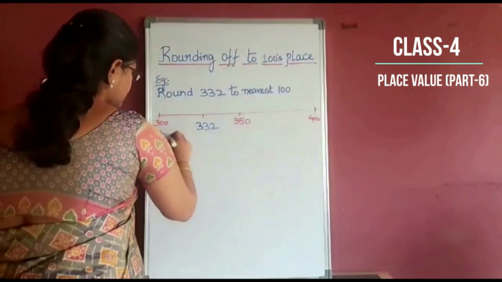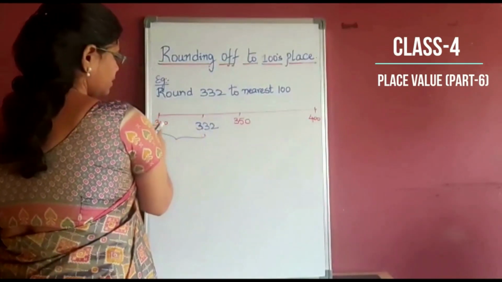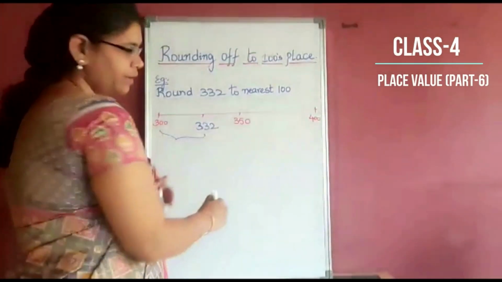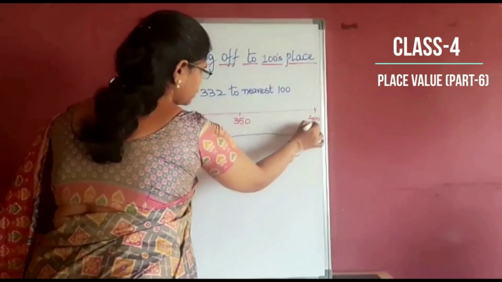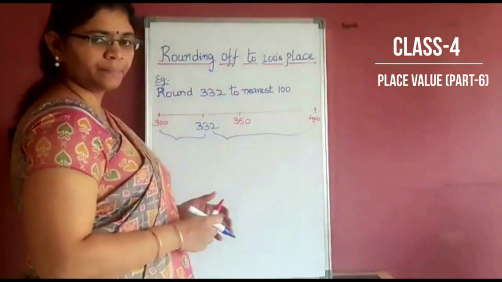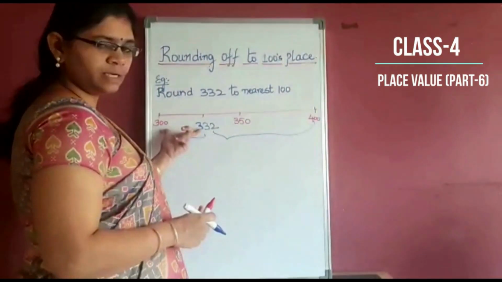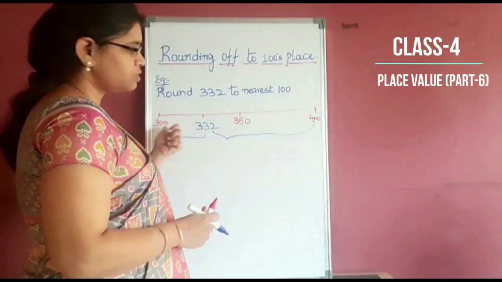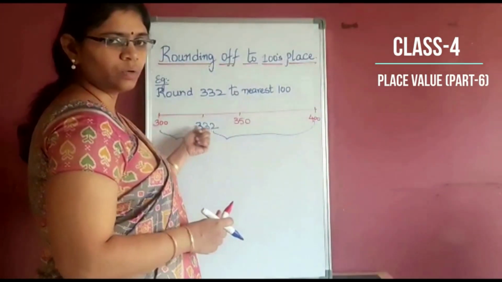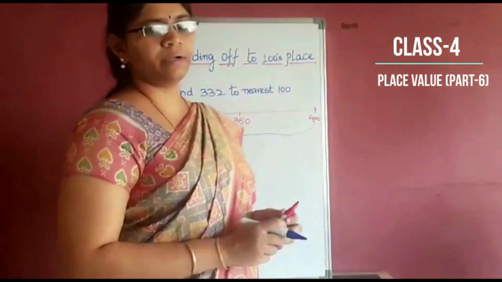Now 332 is nearing to 300 or this is nearing to 400. Which distance is less here children? 332 is near to 300 or 332 is near to 400. Yes, it is nearing to 300. So 332 is rounded off to 300.